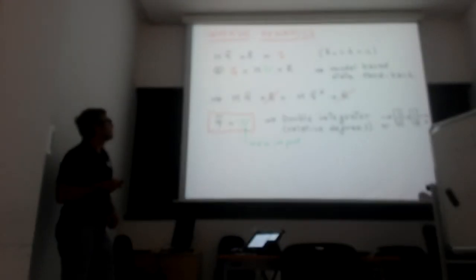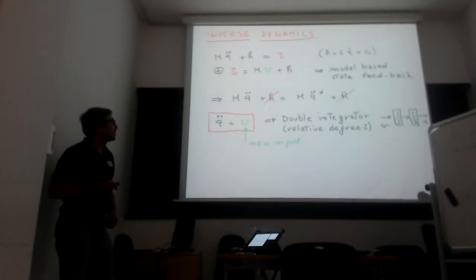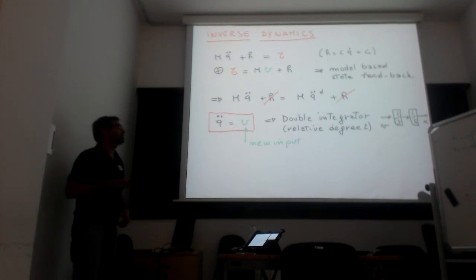So if you're doing the same with our dynamic equation, we know that H is the bias forces, so centrifugal, Coriolis, and gravity. And we set a torque that has this shape, controlled this way. And we replace it to here, we see that the H goes away, and we have Q dot dot equal to V. And we have a system that is linearized. This time it is a double integrator.